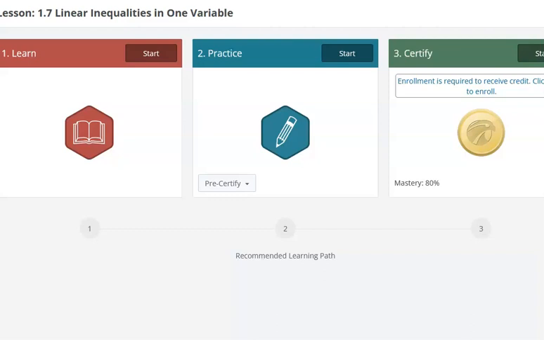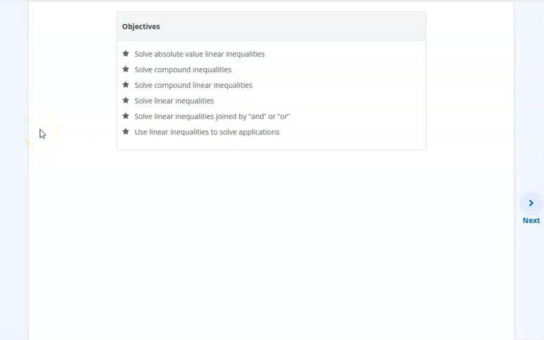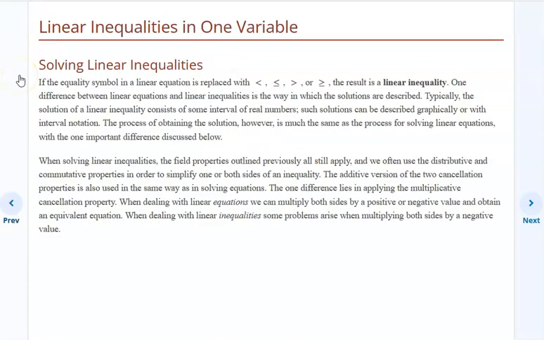In this Learn, we'll do lesson 1.7, linear inequalities in one variable. Here are the objectives. You can pause, read them over. Our next slide, again, pause, read it over. But the key here is our inequality signs as opposed to an equal sign. These are linear inequalities when the variable is to the first power.